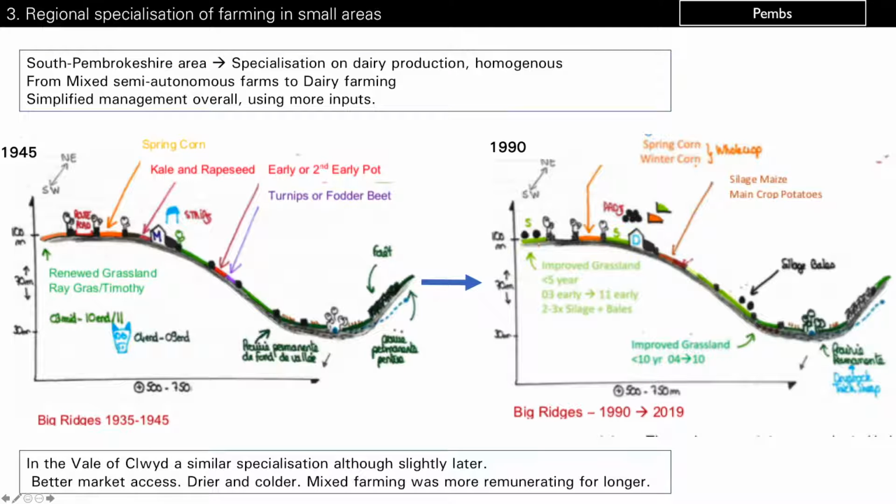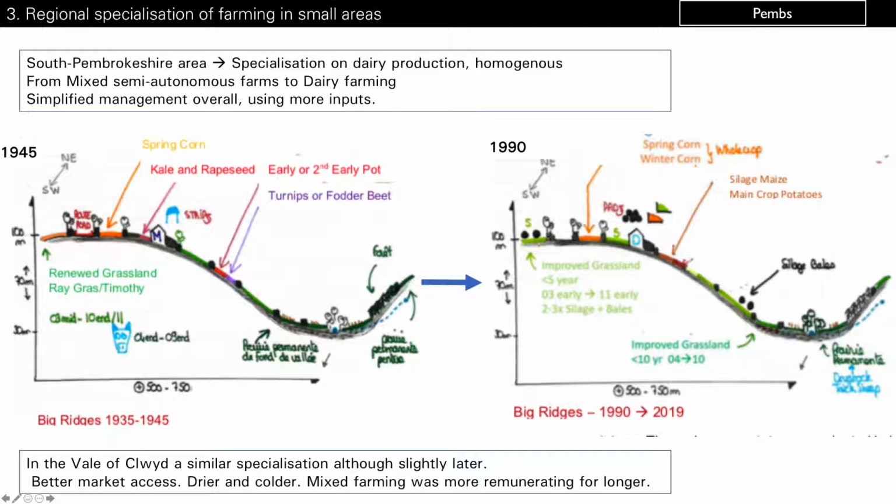On the lowland we have a different kind of picture. This is for South Pembrokeshire. It doesn't look that good, I'm sorry about that. So we had a specialization on dairy production. As I mentioned to you, the grass growth profile is partly good for a specialization on dairying based on grass. So we went from mixed semi-autonomous self-sufficient farms to more specialized dairy farming with a relatively simple and homogeneous management of the landscape all over the study area.